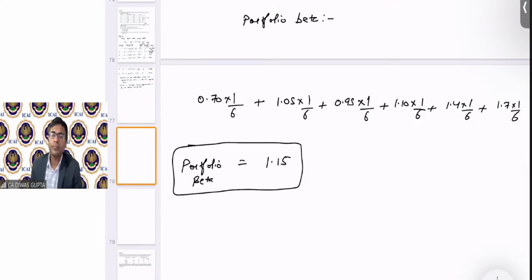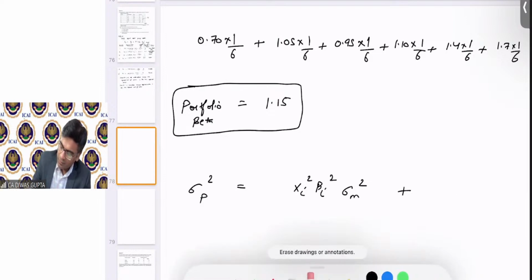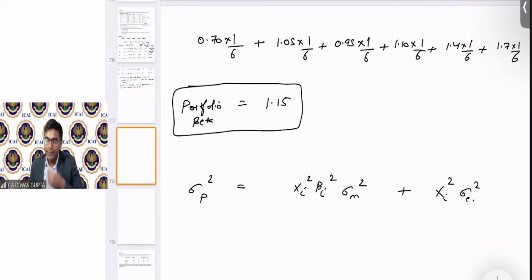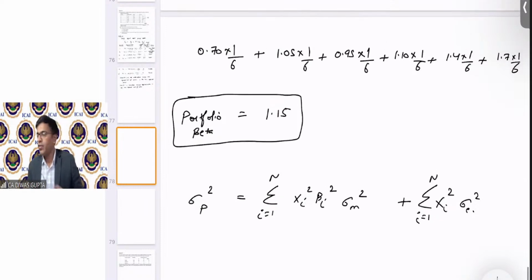Okay, students. Then we understand that portfolio variance is equal to weighted beta square, correct? Multiplied by standard deviation of market square plus weight square into residual variance. Wherein we say that we take a summation of i equal to 1 to n for all the observations. This is what the formula was as per the Sharpe index model, students. I hope this is clear.